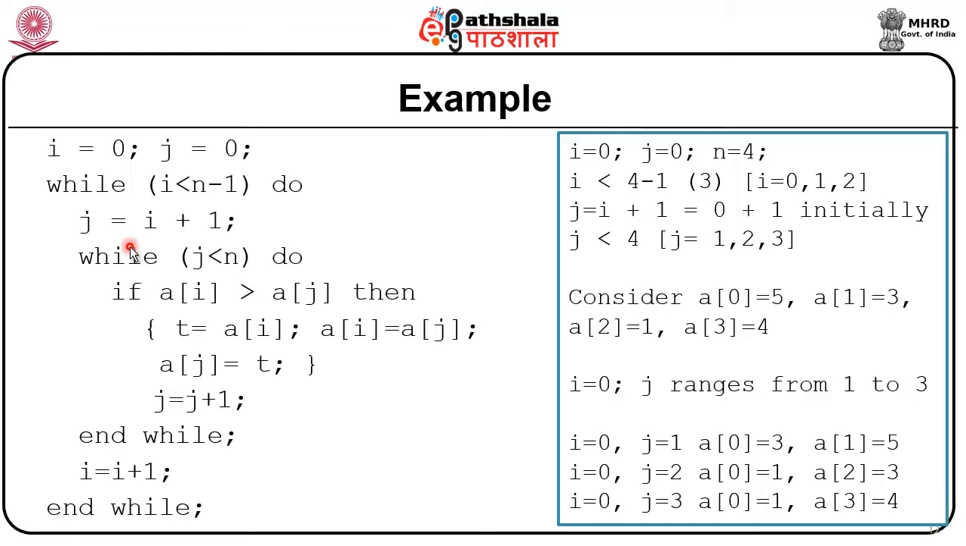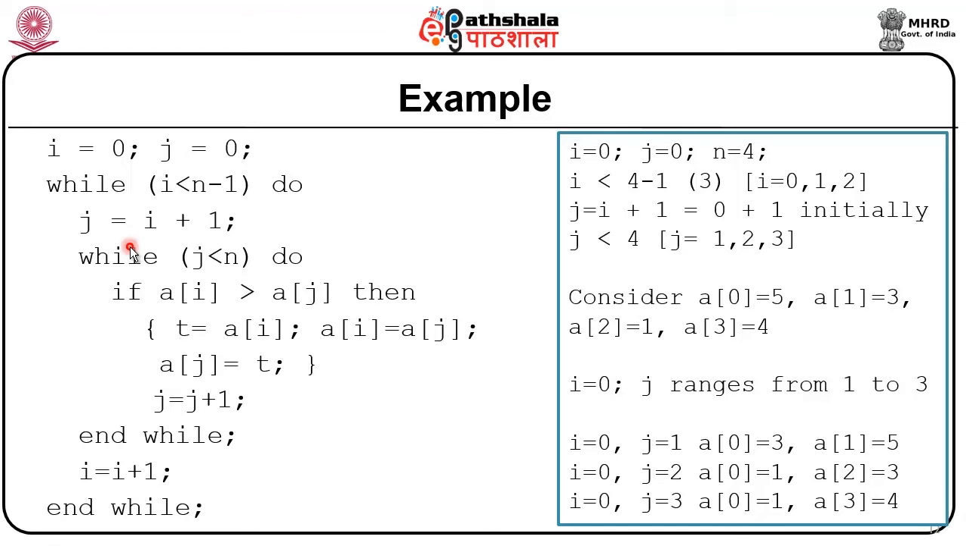Next, for i equal to 0, j equal to 2, again the checking is done. If a[0] greater than a[2]: the value of a[0] is 3, a[2] is 1, and 3 is greater than 1. So again a swap is made. The value of a[0] becomes 1 and a[2] becomes 3.